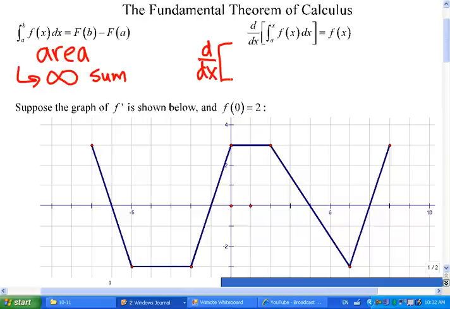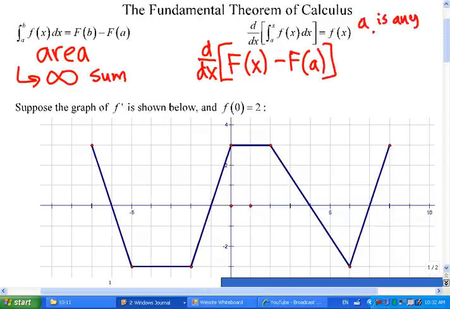This one says it's the antiderivative at x minus the antiderivative at a. And here we're saying that a is any constant. So if I was to do this, the difference rule in a derivative is you just take the derivative one at a time. So it's going to be the derivative of the antiderivative minus the antiderivative at a.